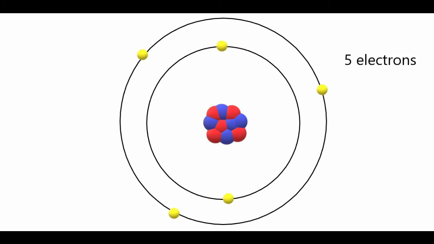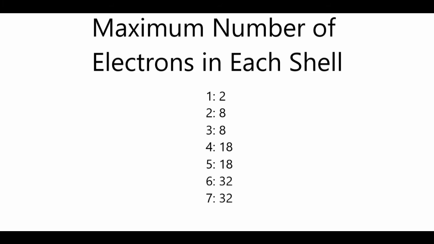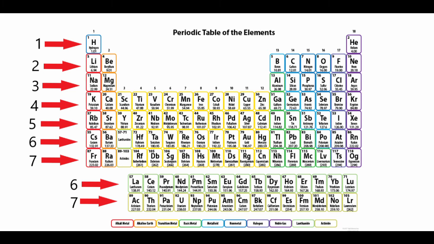The number of electrons orbiting the atom depends on how many protons are in the nucleus. The electrons are organized into shells, and each shell has a different number of electrons. The first and innermost shell has 2 electrons, the second has 8, and so on. In fact, you can tell how many shells a particular element has just by looking at what row it occupies in the periodic table.